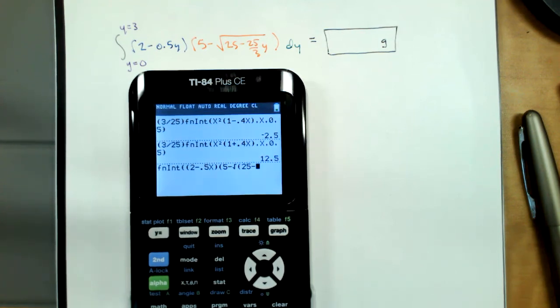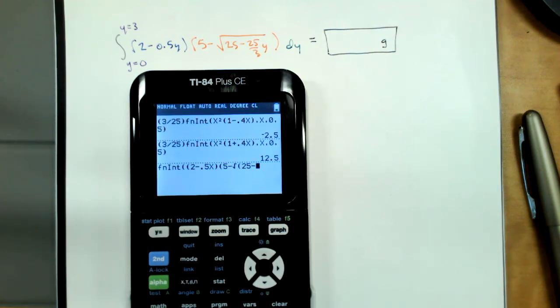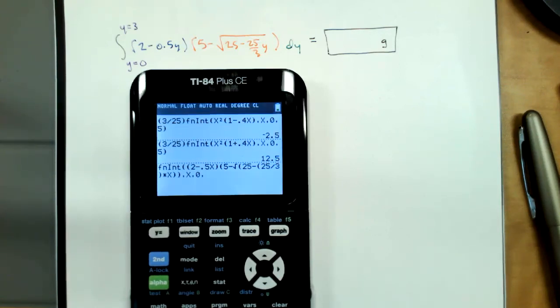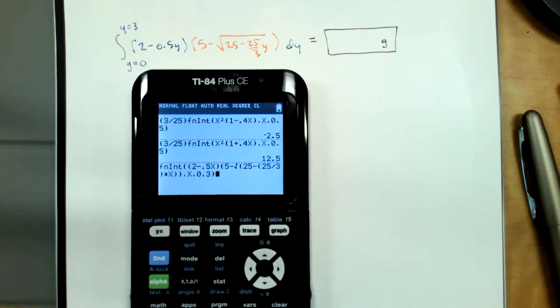So I'll do 25 minus, then I've got to make sure the 25 thirds is multiplied by y. That's 25y over 3, or 25 over 3 times y. Now I'm going to close the radical, close that second set of parentheses for the red factor, comma x, comma 0, comma 3. And hopefully I typed everything in right. So it looks like 4.75.